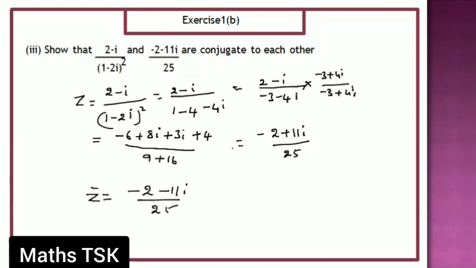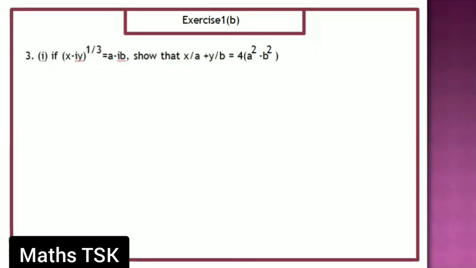So given z, this z given as 2 minus i by 1 minus 2i whole square, and this is minus 2 minus 11i by 25, that is z bar. Therefore we can conclude that these two are conjugate to each other. Okay. Next problem, you can try, I think, cubing on both sides, separate the real parts and then answer.